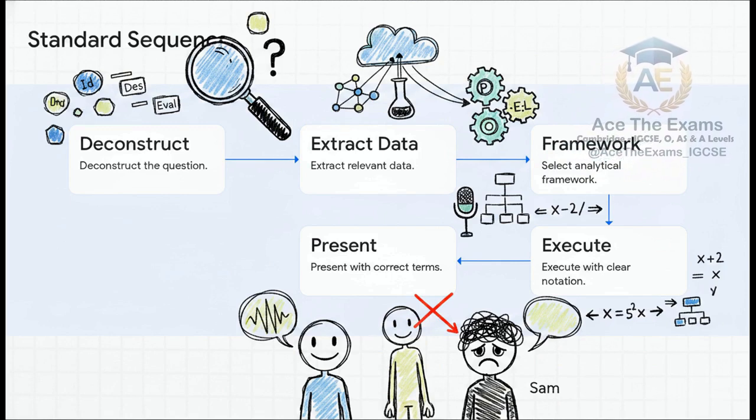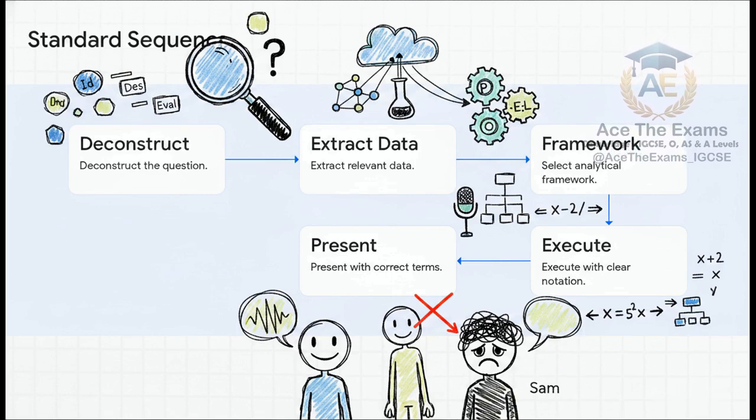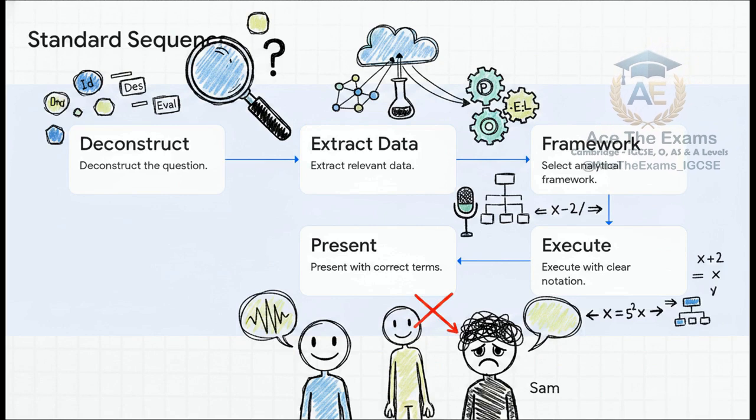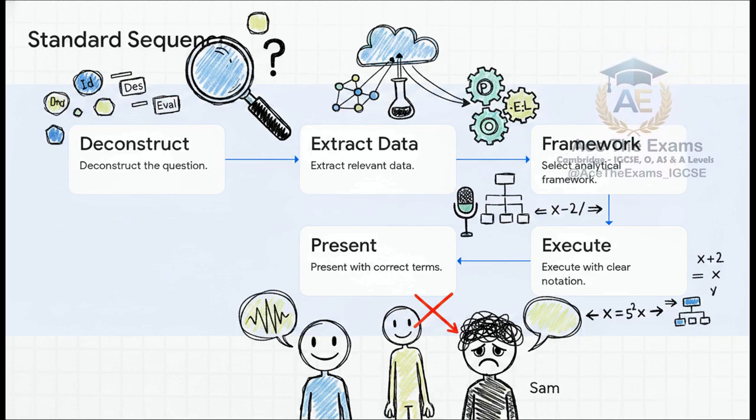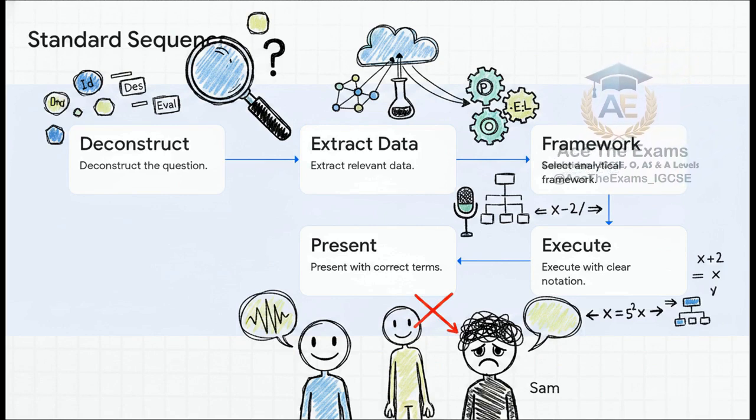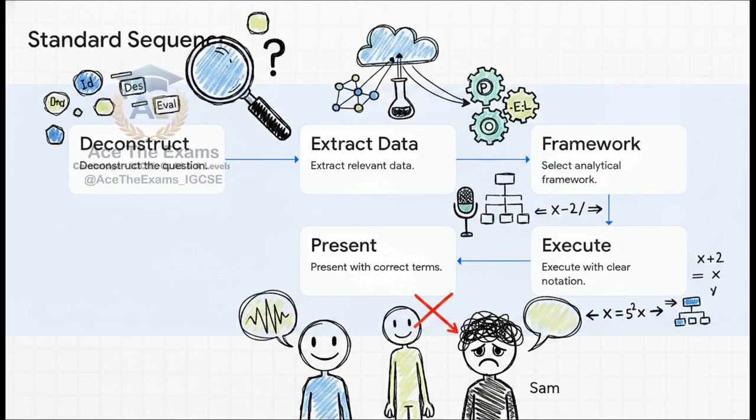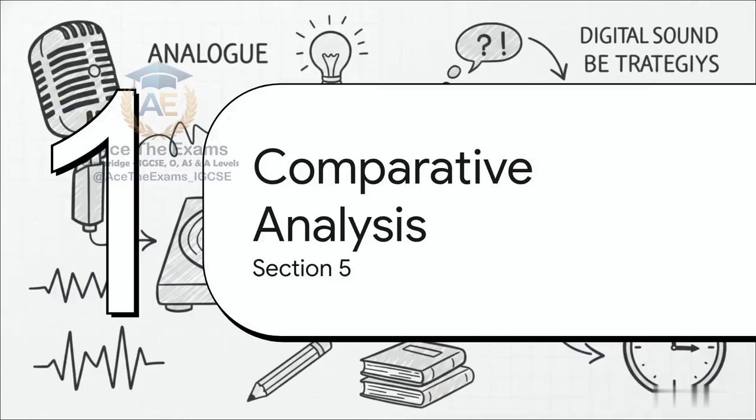Step 5. Present it all with the correct technical terminology. So the crucial point is that this specific sequence guarantees systematic processing. If you skip extracting the data and just jump straight to executing, you end up exactly like Sam, missing the context entirely, panicking, and losing all the marks. Stick to the framework.